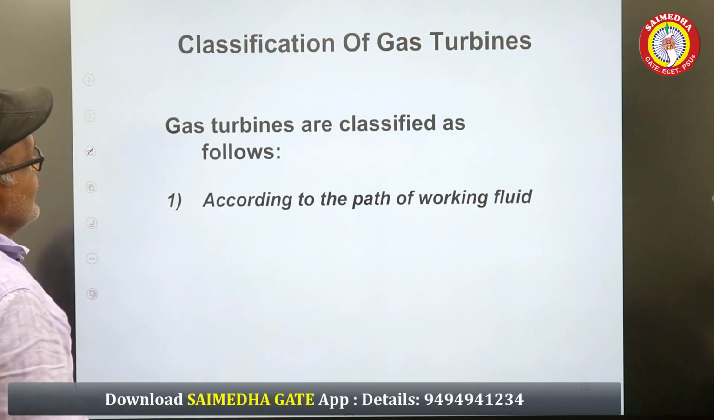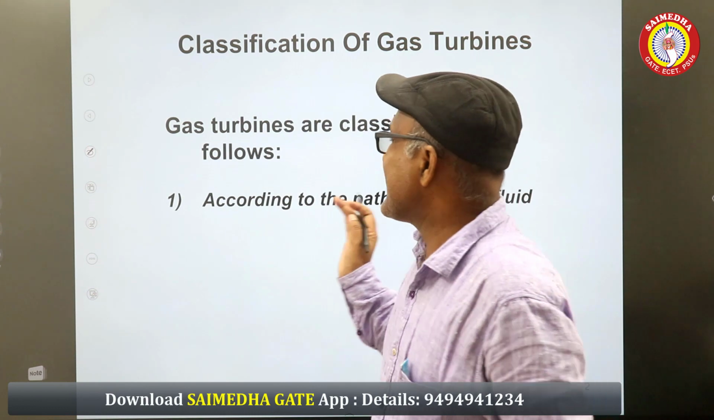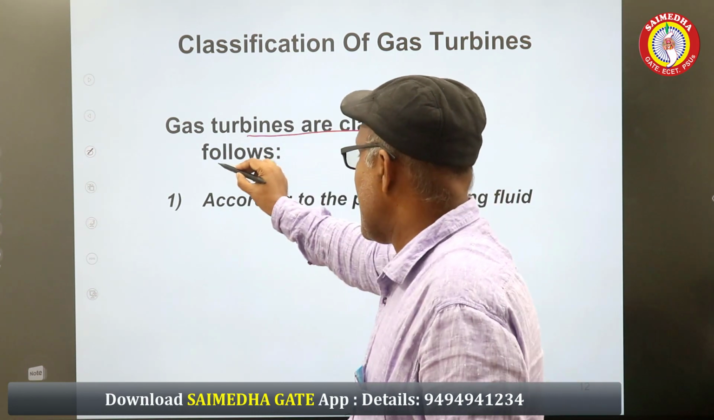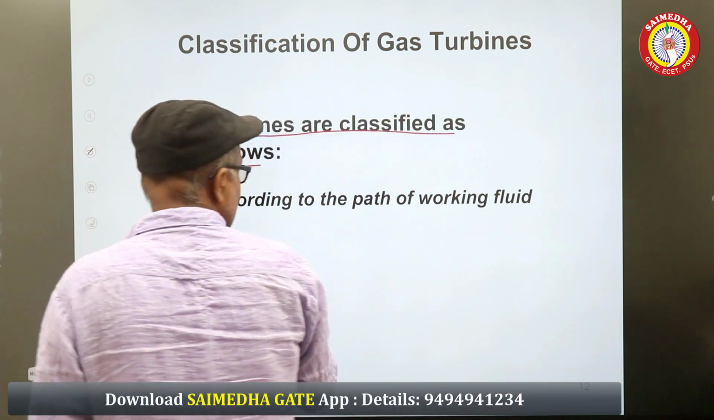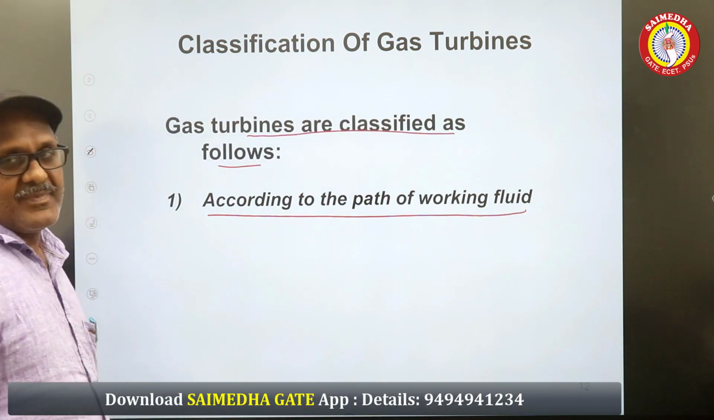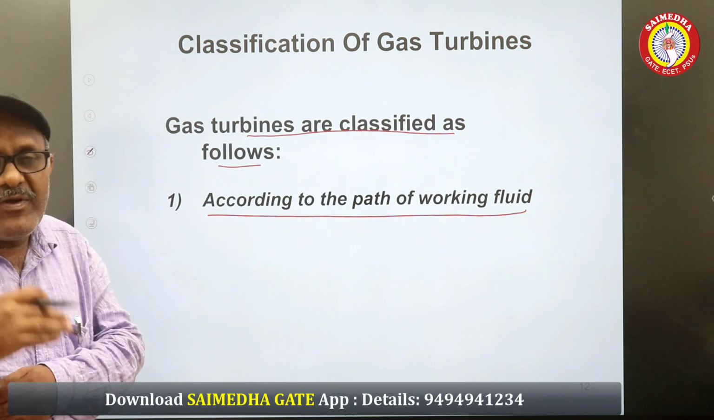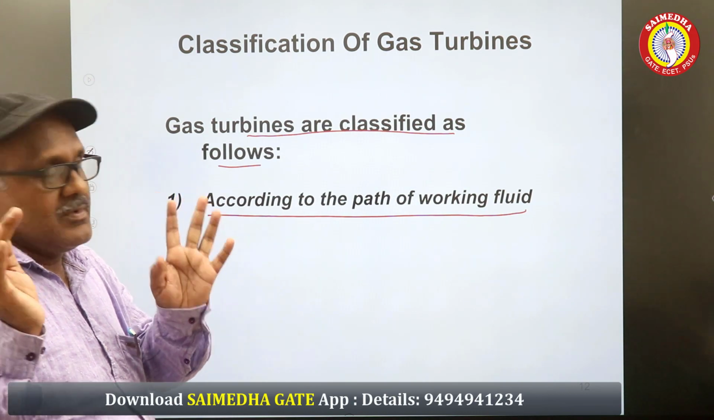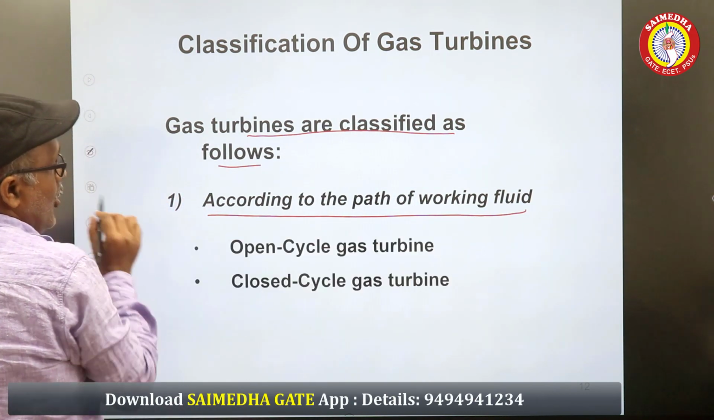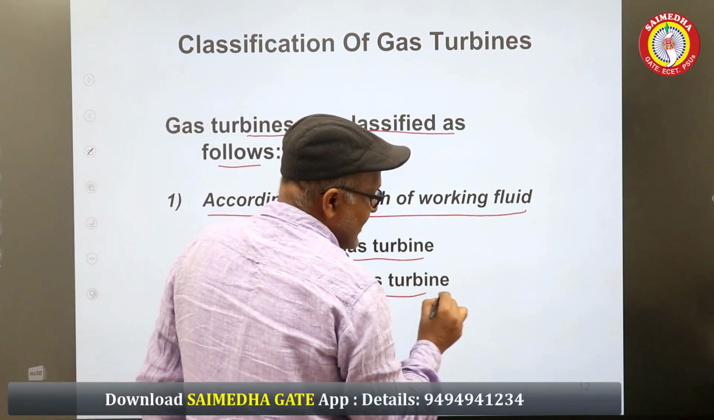Next one. Classification of gas turbines, my dear friends. What is a classification? So, the gas turbines are classified as follows. According to the path of the working fluid, that is the motion of the working fluid. So first one here, according to the path of the working fluid, is the open cycle gas turbine. Another one is the closed cycle gas turbine.